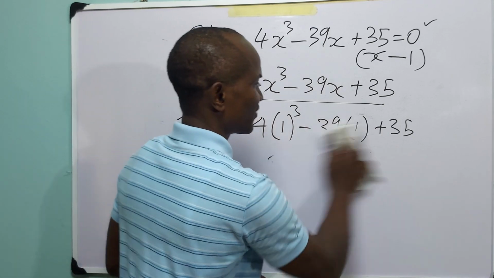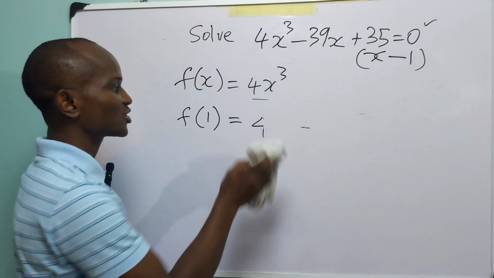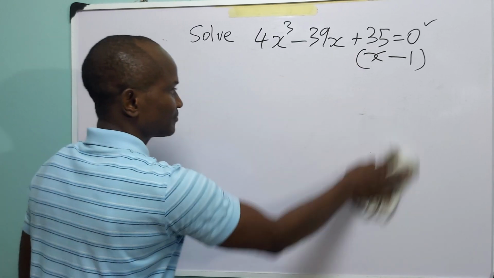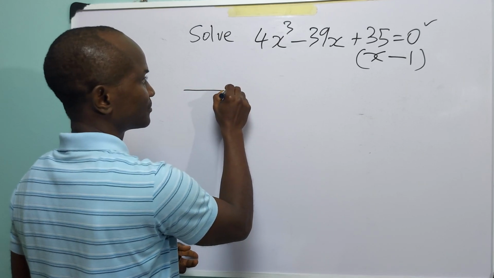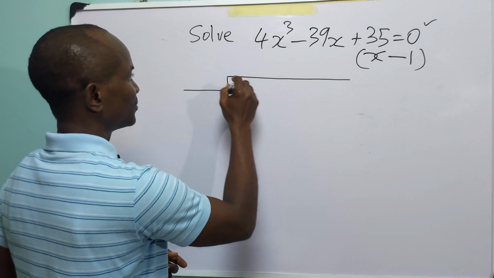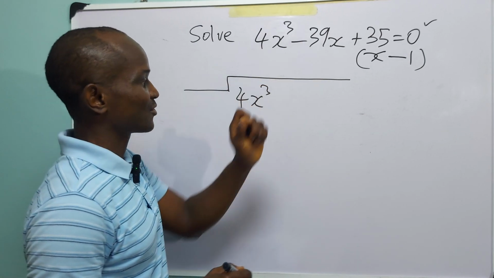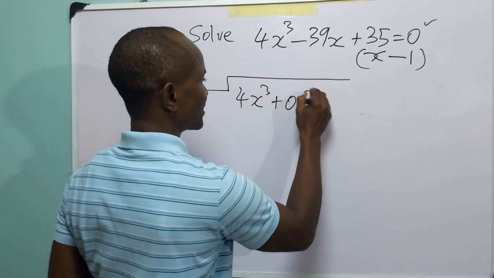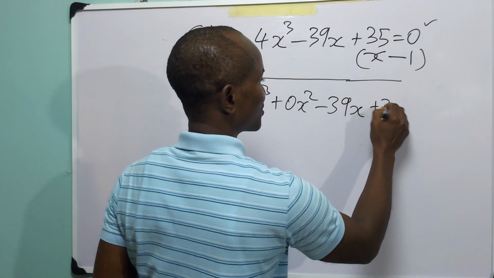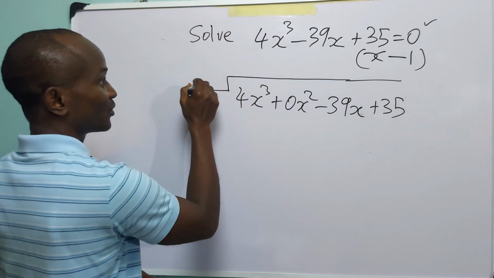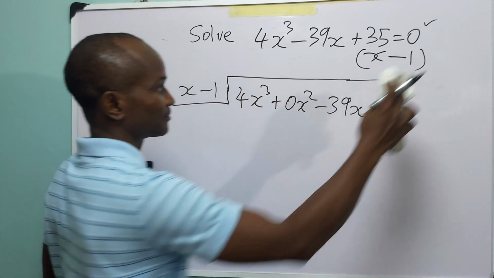Now, the next step is to find more factors by dividing this expression with the first factor we got. So what do we have? We have our long division. We have 4x cubed. There is no term in x squared. So what we do is plus 0x squared minus 39x plus 35. And of course, we are dividing with x minus 1.